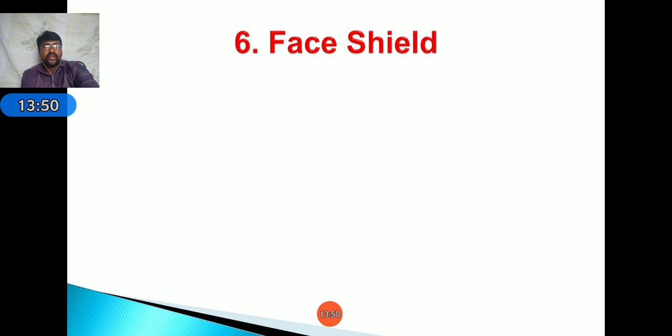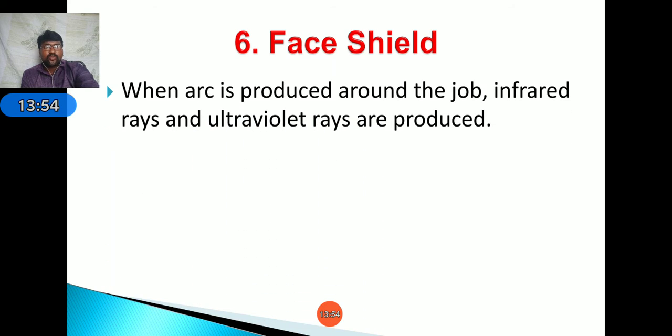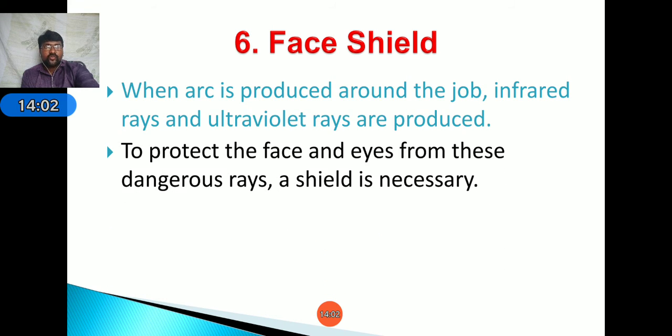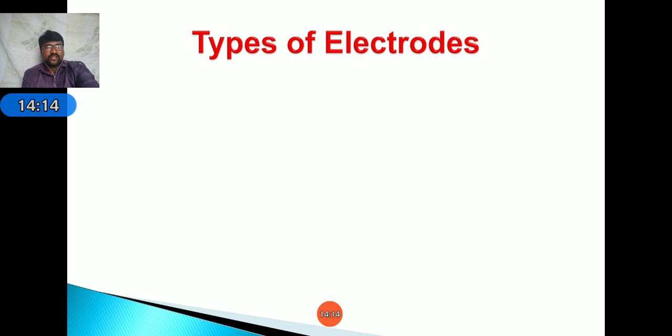Next, coming to the face shield. When the arc is produced around the job, infrared rays and ultraviolet rays are produced. These are very harmful to our eyes. To protect the face and eyes from these dangerous rays, a shield is provided. These are the face shield, chipping hammer, and wire brush, the different accessories.